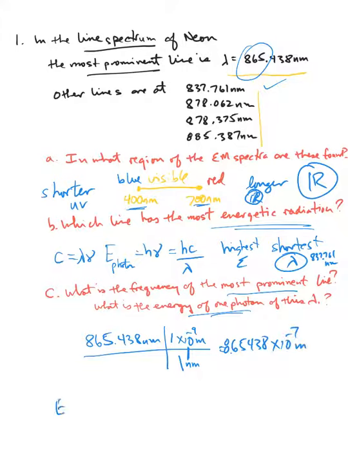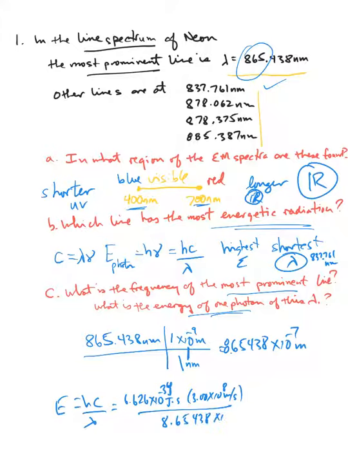Now I could use the equation that I mentioned above. Planck's constant is 6.626 times 10 to the minus 34th joules times seconds. The speed of light is 3.00 times 10 to the 8th meters per second. And I just wrote down the wavelength. And I end up getting 2.297 times 10 to the minus 19th joules. That's the energy.